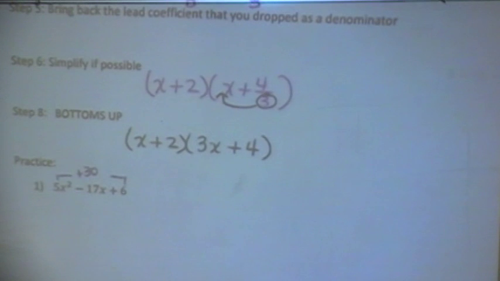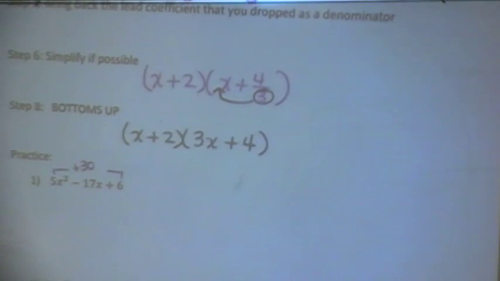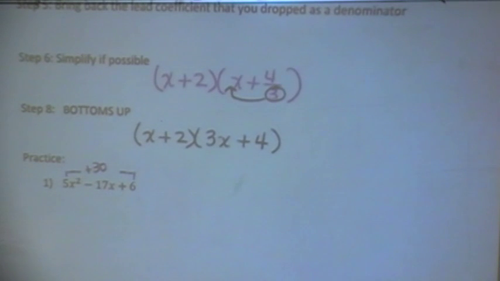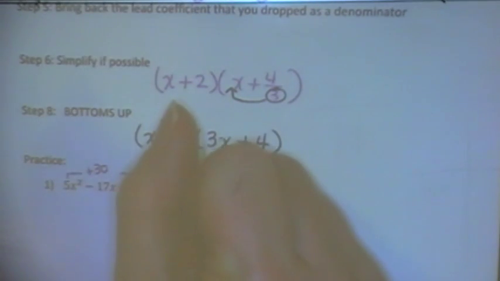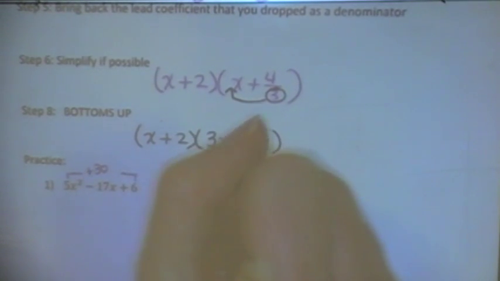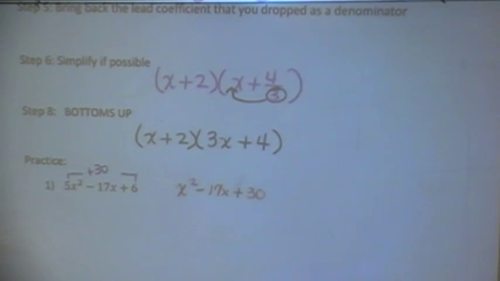First I have to ask myself if there's a GCF. There is not. The 17 is prime. So then you multiply first and last. Create yourself a new trinomial, dropping the lead coefficient. So I got x squared minus 17x plus 30 because I used my new constant.